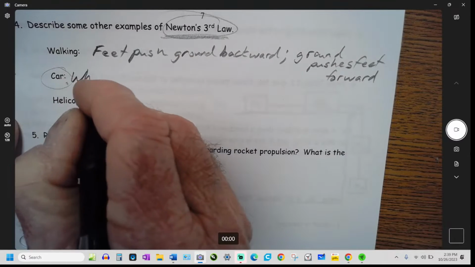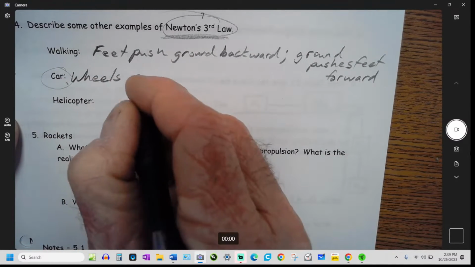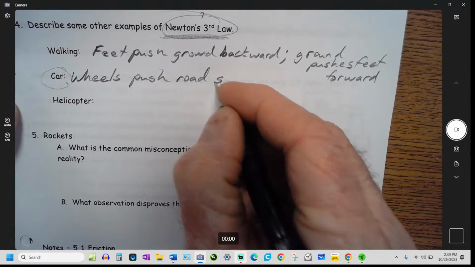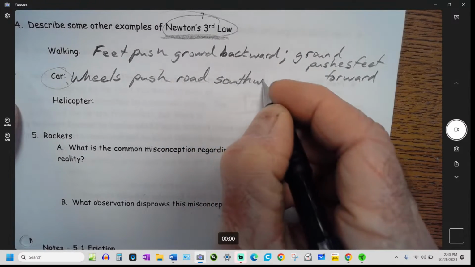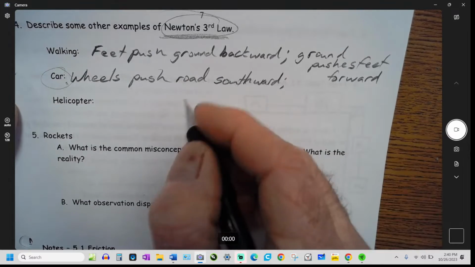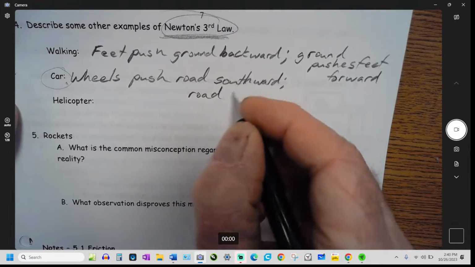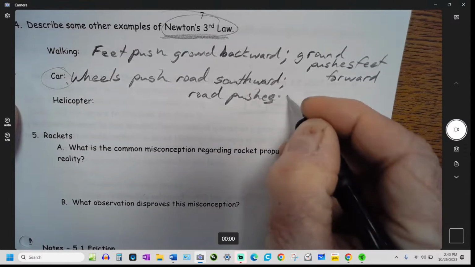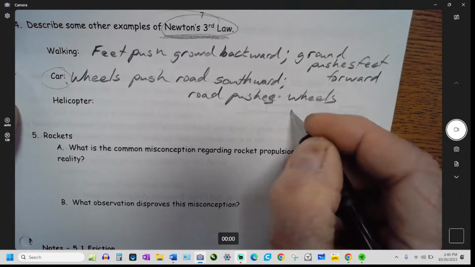So the wheels, and I'm going to say wheels push the road. I'm assuming you're not off-roading. Southward. Doesn't always have to be southward, just in this example. And the road, therefore, pushes the wheels northward.